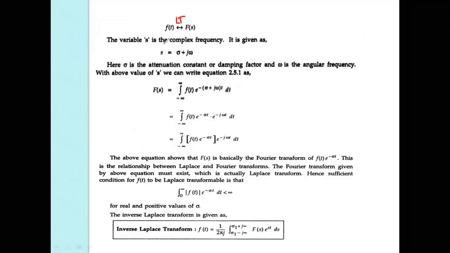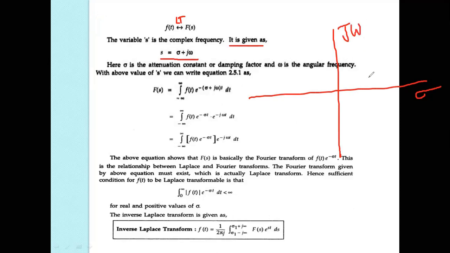The variable s is a complex frequency. F of s, f of omega, f of k, all are frequency only. But here the s is a complex frequency and it is given as s is equal to sigma plus j omega. What is the sigma here? Sigma is the real axis and j omega is the imaginary axis, which is the s-plane, having 4 quadrants. From 0 to infinity is one-sided, and minus infinity to 0 is the other side.